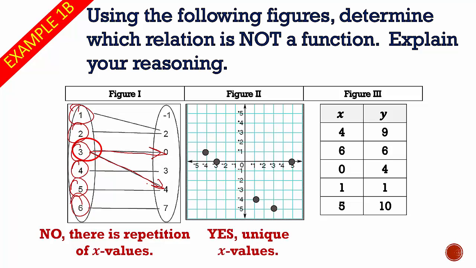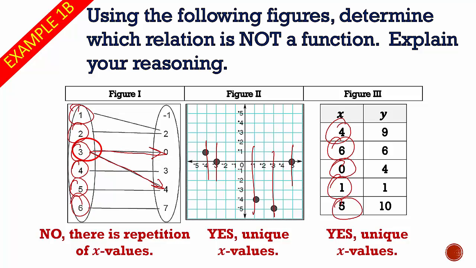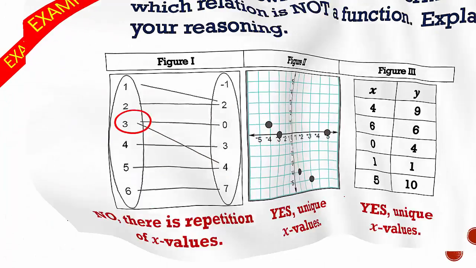All right, we look here, unique x values. Only one here, one there. Okay, notice, no repetition. And then over here, 4, 6, 0, 1, 5, no repetition. Unique x values. See a trend there when it's not a function?